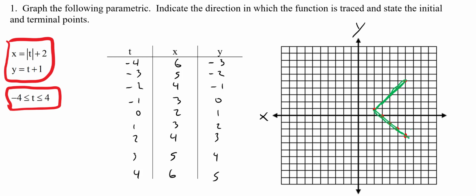Now, a couple things I'm going to require from you guys. In fact, it even tells you to indicate the direction. So you need to indicate the direction.